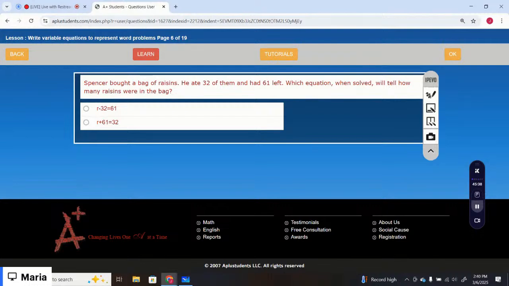Spencer bought a bag of raisins. He ate 32 of them and had 61 left. Which equation, when solved, will tell how many raisins were in the bag? Option number one is the correct option. That is r minus 32 equals 61. Okay, you can complete the lesson by yourself later today.